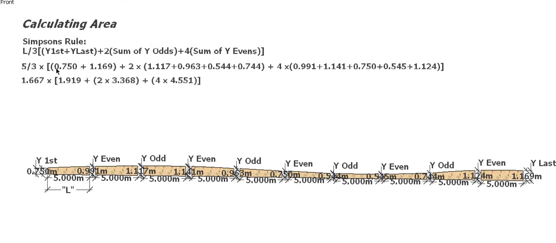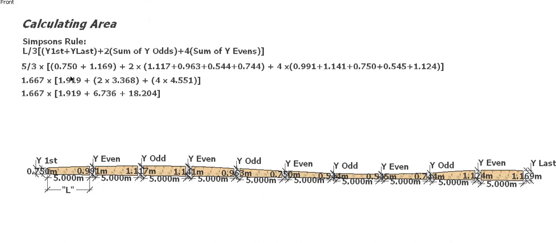Sorry, I'll start at the start. So 5 divided by 3 gives us 1.667. The first and last reading added together gives us 1.919. If we add all these odd readings together, we get 3.368. And if we add all these even readings together, we get 4.551. We've still got to times that by 4, and we've still got to times this by 2, so we'll do that in the next step.